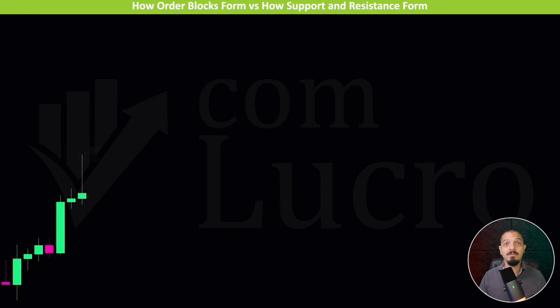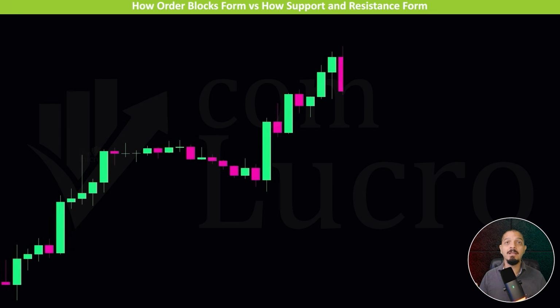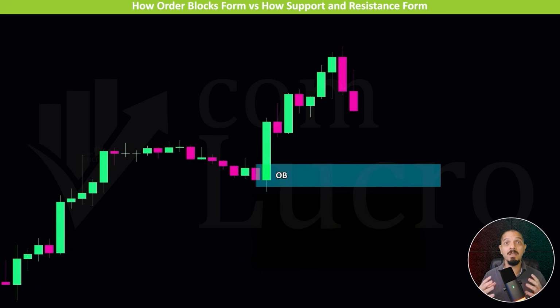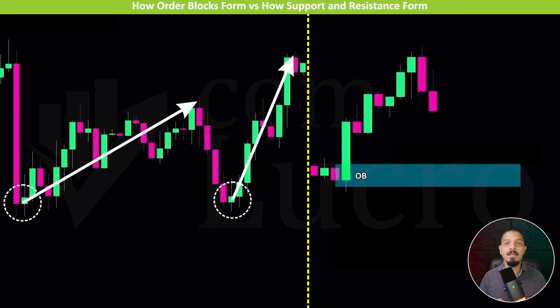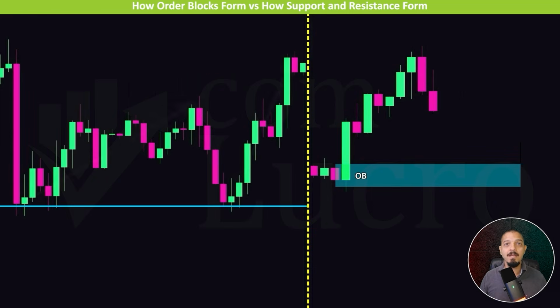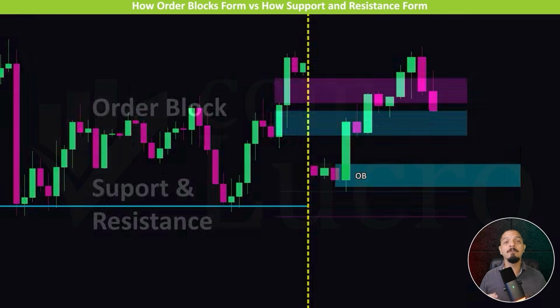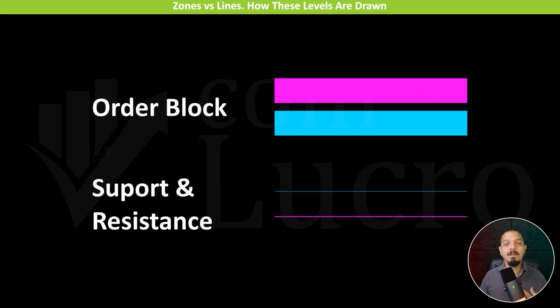Order blocks are identified based on strong and impulsive price movement away from a specific area. When price expands aggressively from a level, that area can be marked as an order block. Support and resistance, on the other hand, require visible reactions over time. If price rejects a level once and then rejects it again later, that repeated reaction allows us to define a support or resistance level.